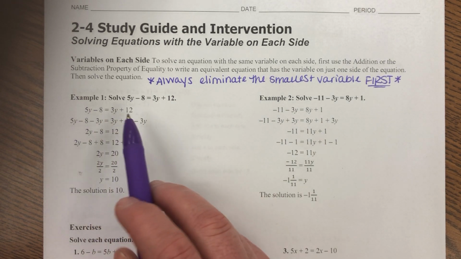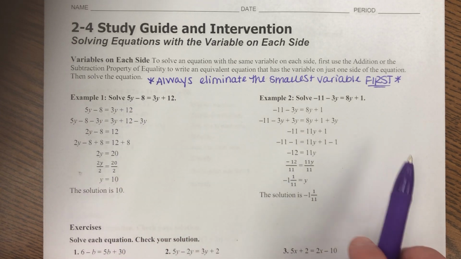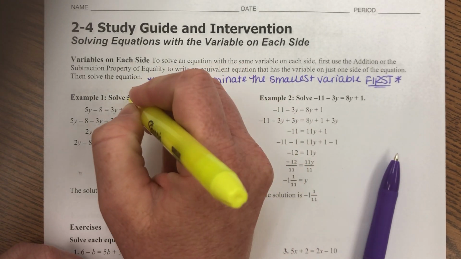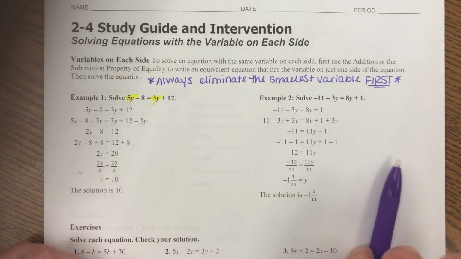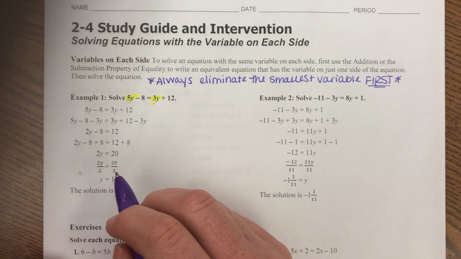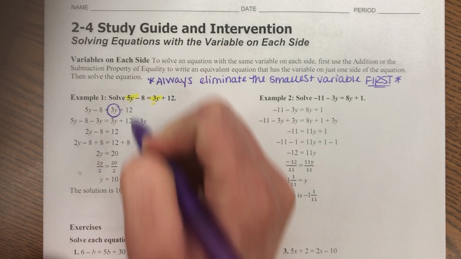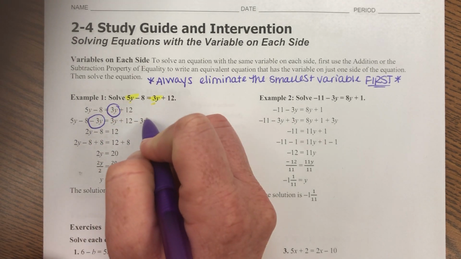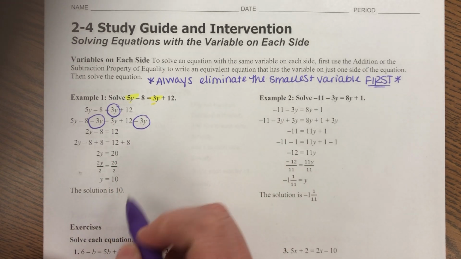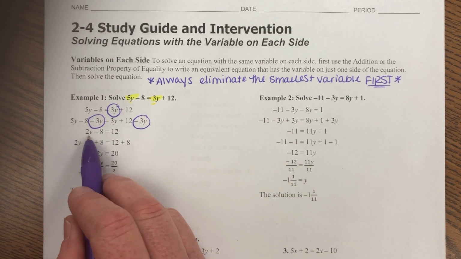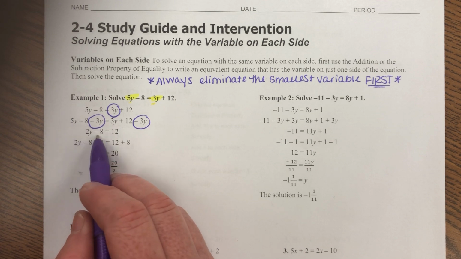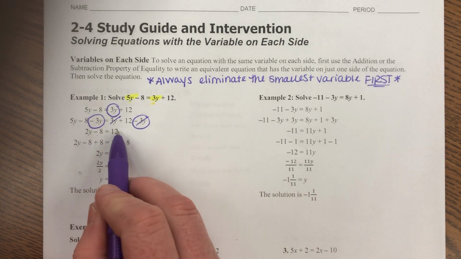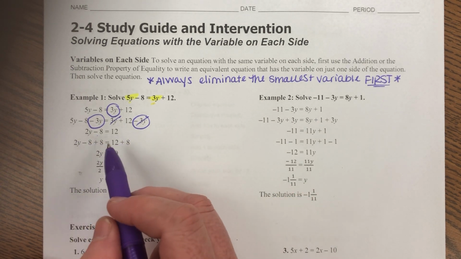So here in example 1, solve 5y minus 8 equals 3y plus 12. We've got a y on both sides of our equal sign, so we're solving for y, right? Out of 5y and 3y, 3y is the smallest, so we want to get rid of it first. In the next step here, they subtracted 3y from both sides of the equal sign. Once they do that, 5y minus 3y is 2y, and we still have a minus 8 here. 3y minus 3y gets canceled out, they go away. So now this is just a multi-step equation. Now we just solve this like normal.